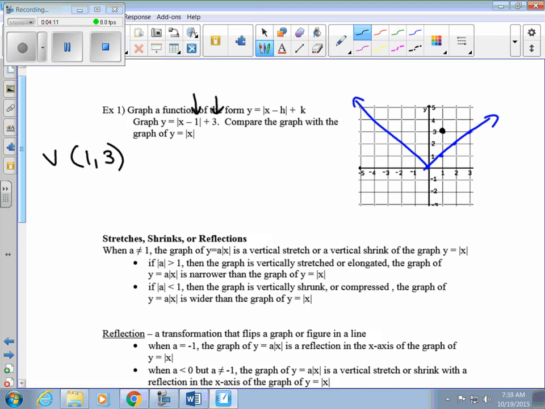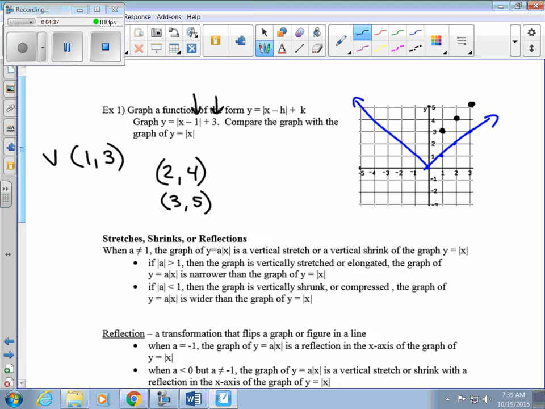So what you can do is just put in a couple points. So put in 2. 2 minus 1 is 1. Absolute value of 1 is 1. 1 plus 3 is 4. So we have (2, 4). If you put in 3, 3 minus 1 is 2. Absolute value of 2 is 2. 2 plus 3 is 5.